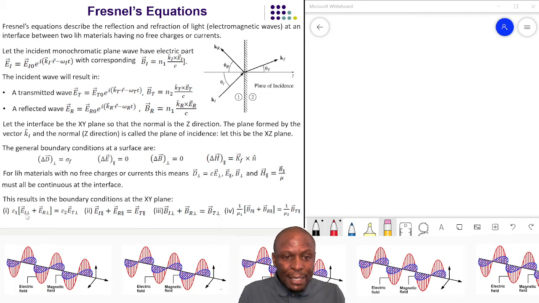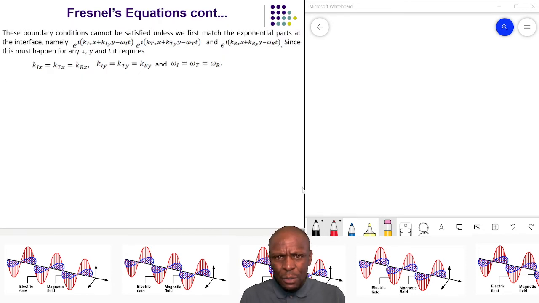Therefore, this is the E incident perpendicular plus the electric field reflected perpendicular is just equal to the E transmitted perpendicular, and all these other boundary conditions. I would suggest that you go a little bit back to actually look at this boundary condition. So now, as a result, this is what you are going to have in terms of your boundary conditions.